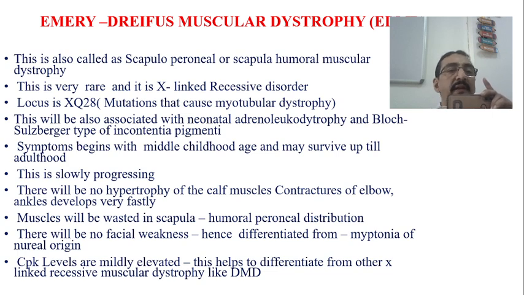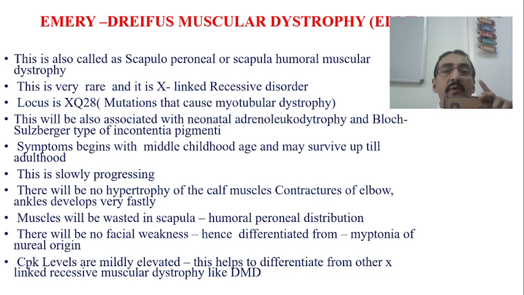Now, if you look into the details, this disease is actually very rare. This is an X-linked recessive disorder. Even DMD is an X-linked recessive disorder, which is more commonly seen in males. And the locus is Xq28, where the mutations in that particular region of the gene cause a problem with the myotubular dystrophy.